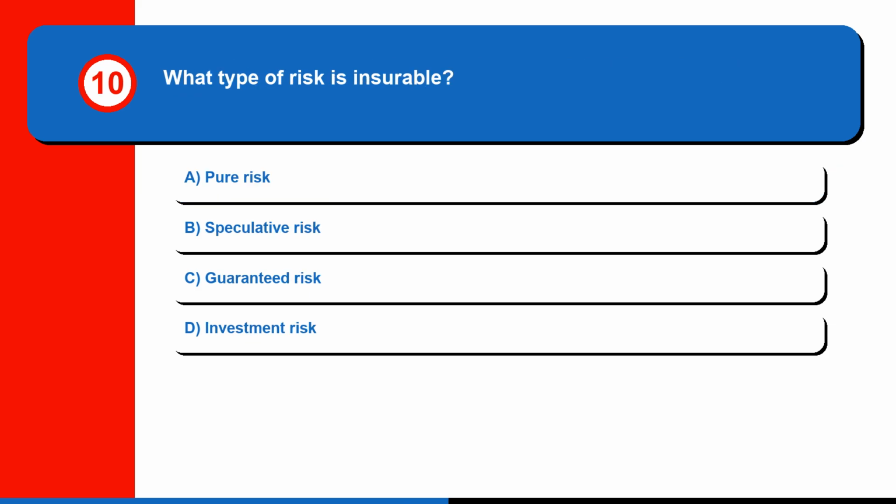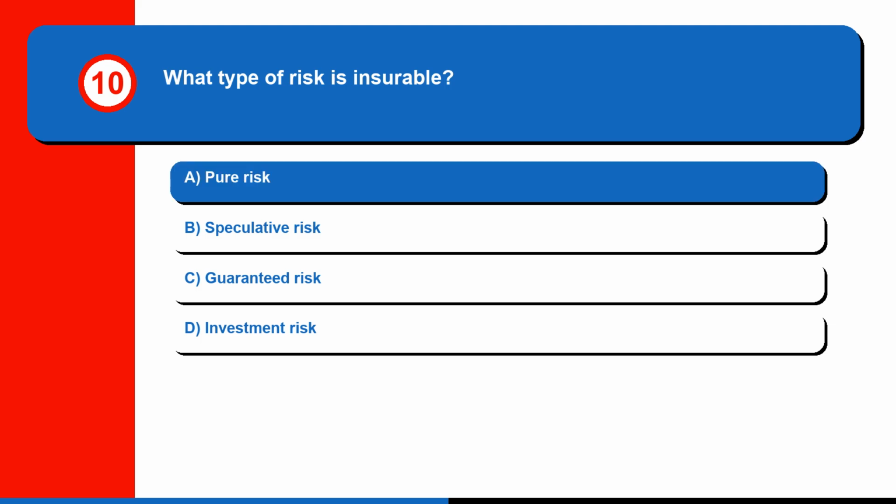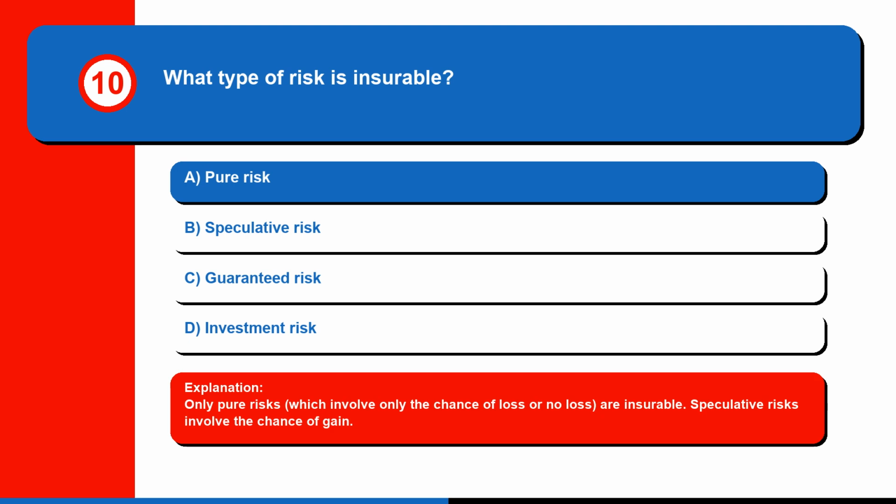Question 10. What type of risk is insurable? A. Pure risk. B. Speculative risk. C. Guaranteed risk. Or D. Investment risk. The correct answer is A. Pure risk. Only pure risks, which involve only the chance of loss or no loss, are insurable. Speculative risks involve the chance of gain.